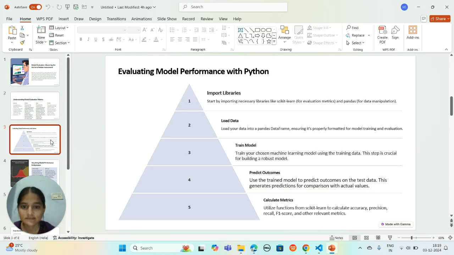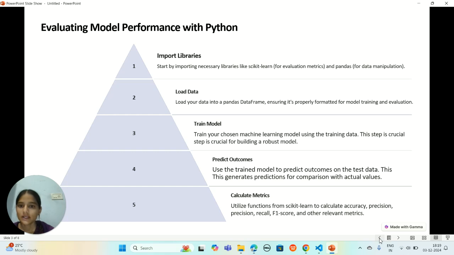The next slide is about evaluating model performance with Python. How do we evaluate the model performance? The steps are: import libraries, load data, train model, predict outcomes, and calculate metrics. First one is import libraries. Start by importing necessary libraries like scikit-learn for evaluation metrics and pandas for data manipulation. Second, load your data into Python data frames, ensuring it's properly formatted.